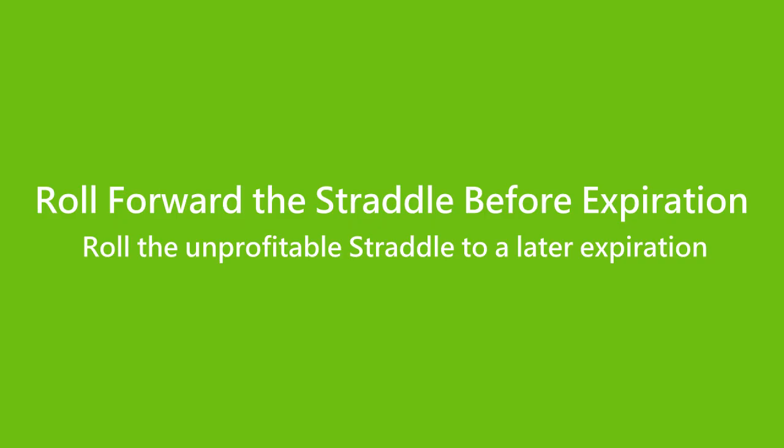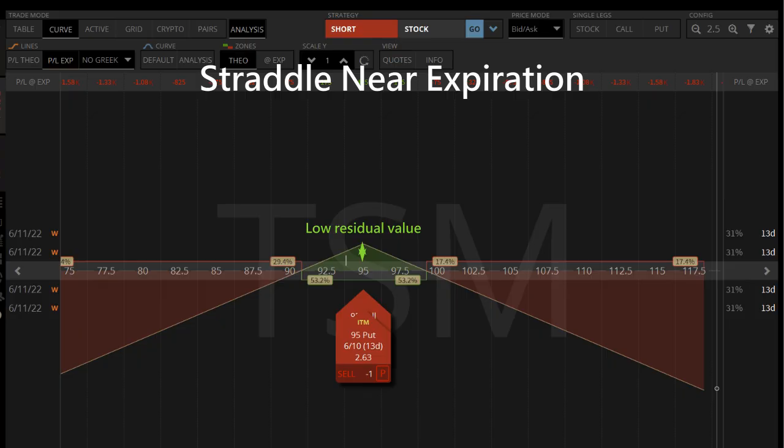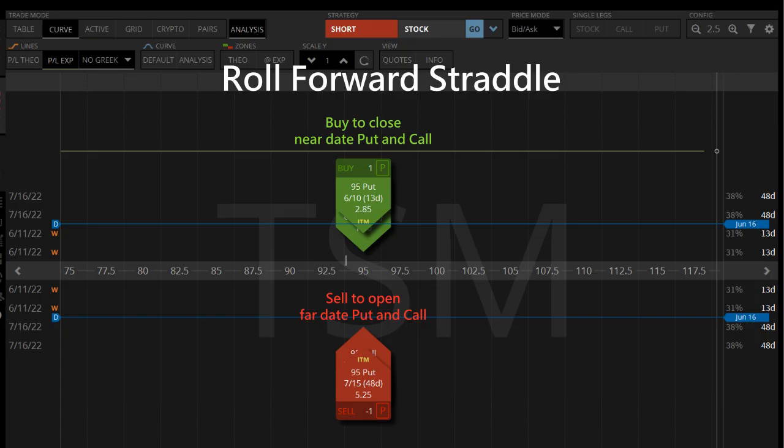If the straddle is unprofitable less than 14 days to expiration, we can roll the straddle to a later date. We can see a TSM straddle near expiration is running out of value. If we believe the stock price can revert back within the profitable range, we can roll the straddle forward to a later expiration and use the extra premium to offset previous losses. Buy to close the current put and call options and sell to open future put and call options.